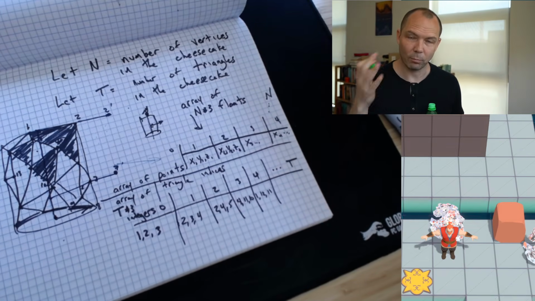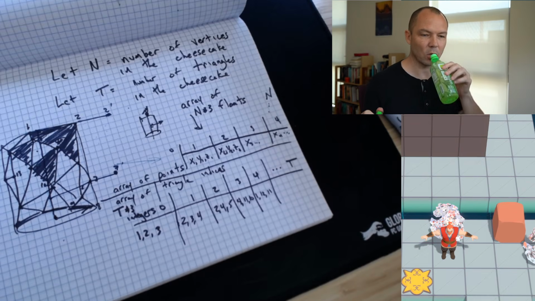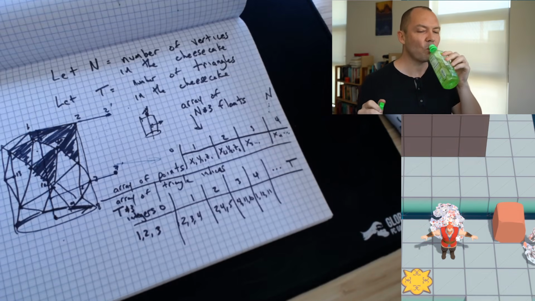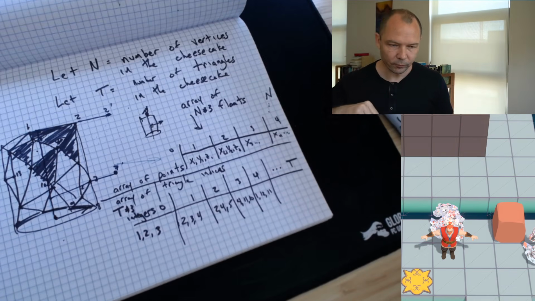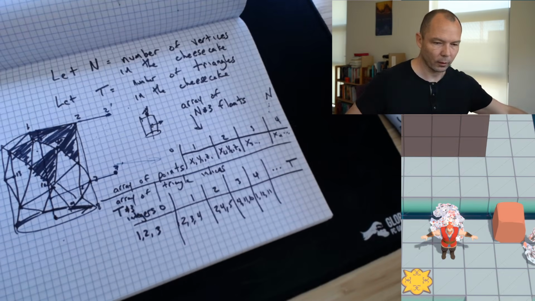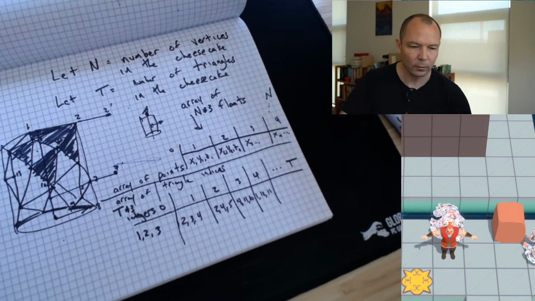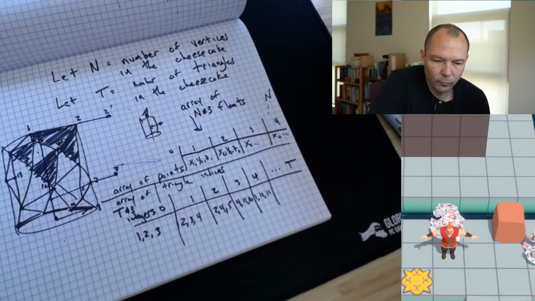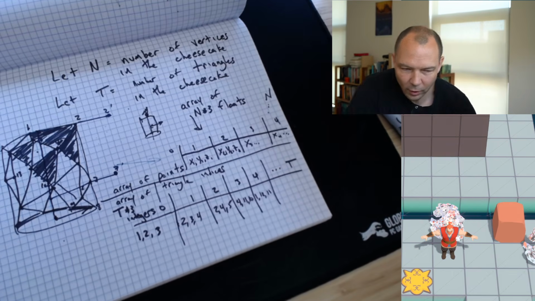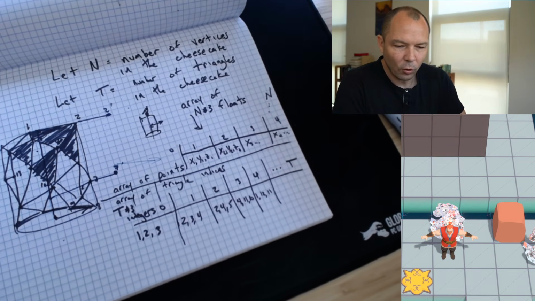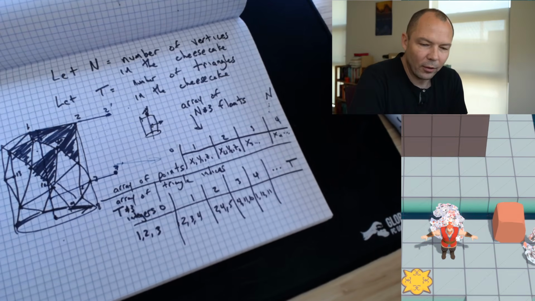Does that make sense to people? Any questions about that? Make sense? If you use a triangle strip, you don't need the triangle index list. That is true.